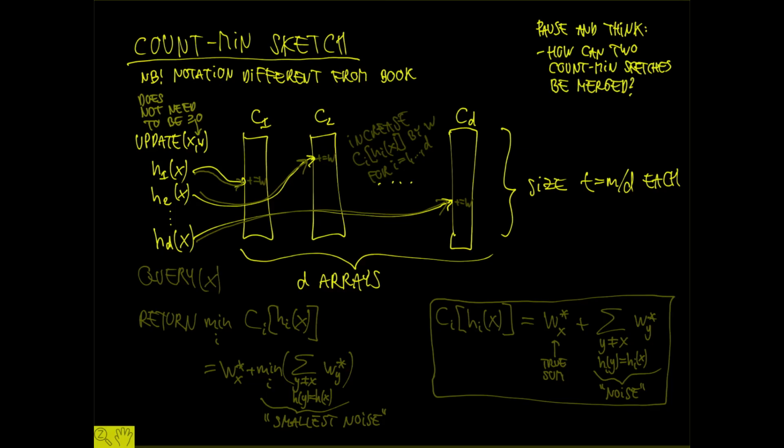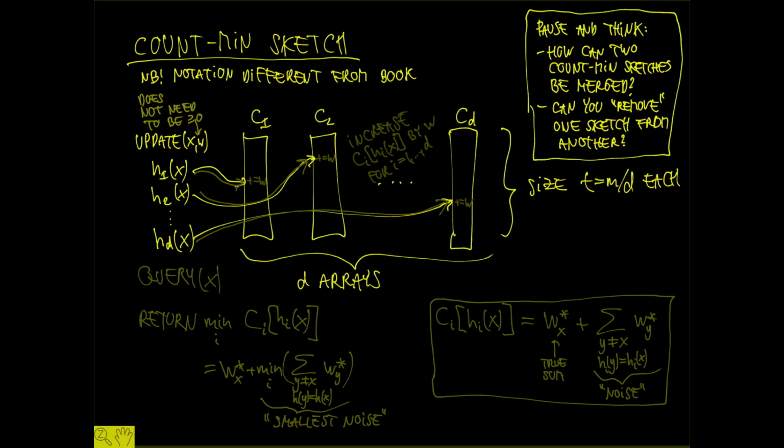Now, before we go on, I want you to think: how can we take two count mean sketches and merge them? Also, can you remove one sketch from the other, in the sense that if we know that all the elements that were inserted in one were also inserted in another, can you remove the contribution of the other sketch from the first one?